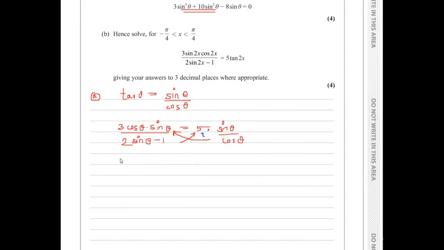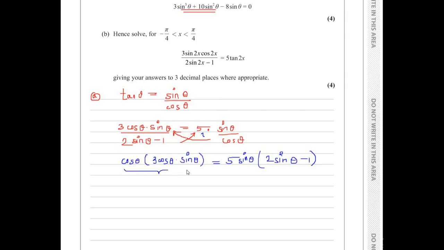So we can write it as cos theta is getting multiplied with 3 sin theta cos theta, and 5 sin theta gets multiplied with 2 sin theta minus 1. This method is called cross multiplication.